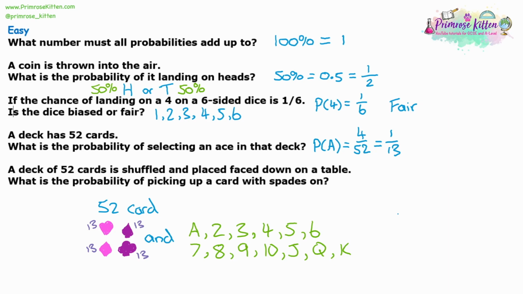So 1 out of 13 is not a wrong answer, but you don't usually need to simplify. Although sometimes the question might ask you to, so just watch out, read through the question carefully. Has he asked me to simplify? Let's look at the last question.